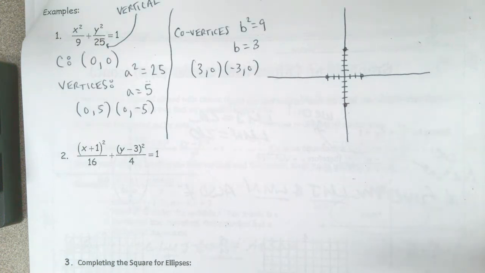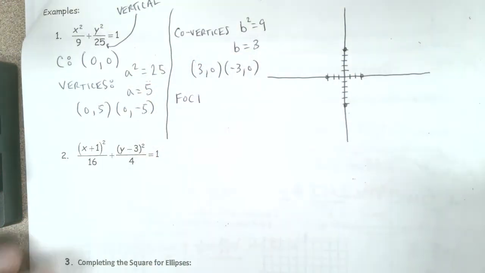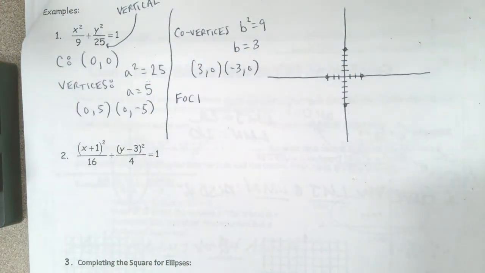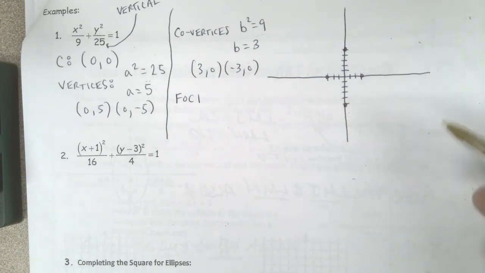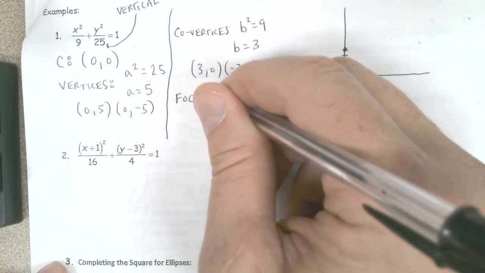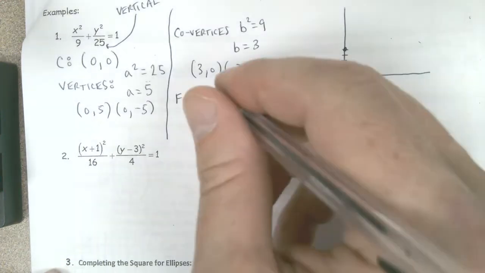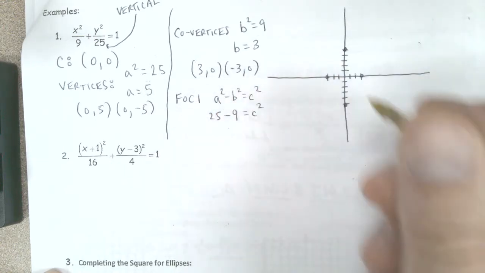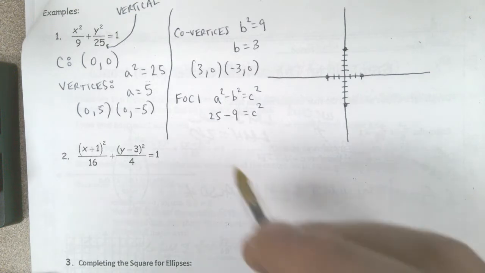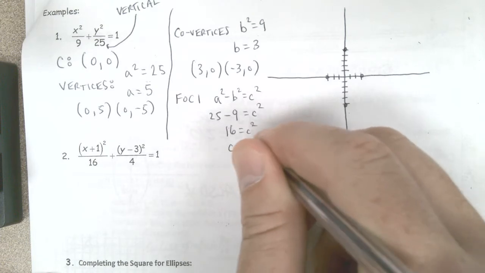Once we've found the endpoints of our vertices, both our regular vertices and our co-vertices, we're then going to find the foci. Again, these are the 2 important points that we recognize within the ellipse. So for the foci, we're going to use our formula a squared minus b squared equals c squared. Well, in this problem, a squared is 25, b squared is 9. This one works out really nicely. 25 minus 9 is 16. So our c value is 4.